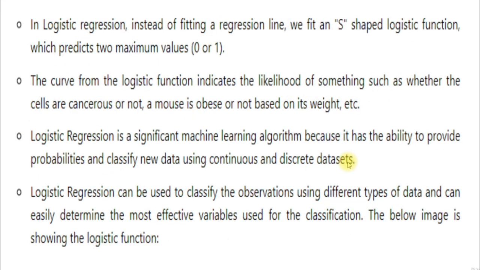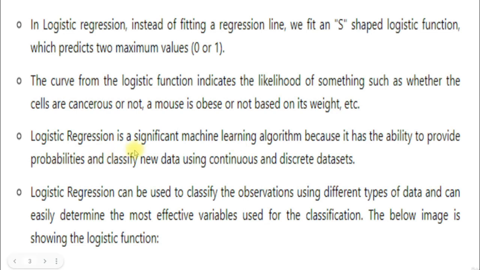So remember this point. Now in logistic regression, instead of fitting a line that we used to do in linear regression, that was y = mx + c, we fit an S-shaped logistic function which predicts two maximum values. Either it will be 0 or 1 on the maximum side. The curve from the logistic function indicates the likelihood of something, such as whether the cells are cancerous or not, or a mouse is obese or not, based on its weight, etc.